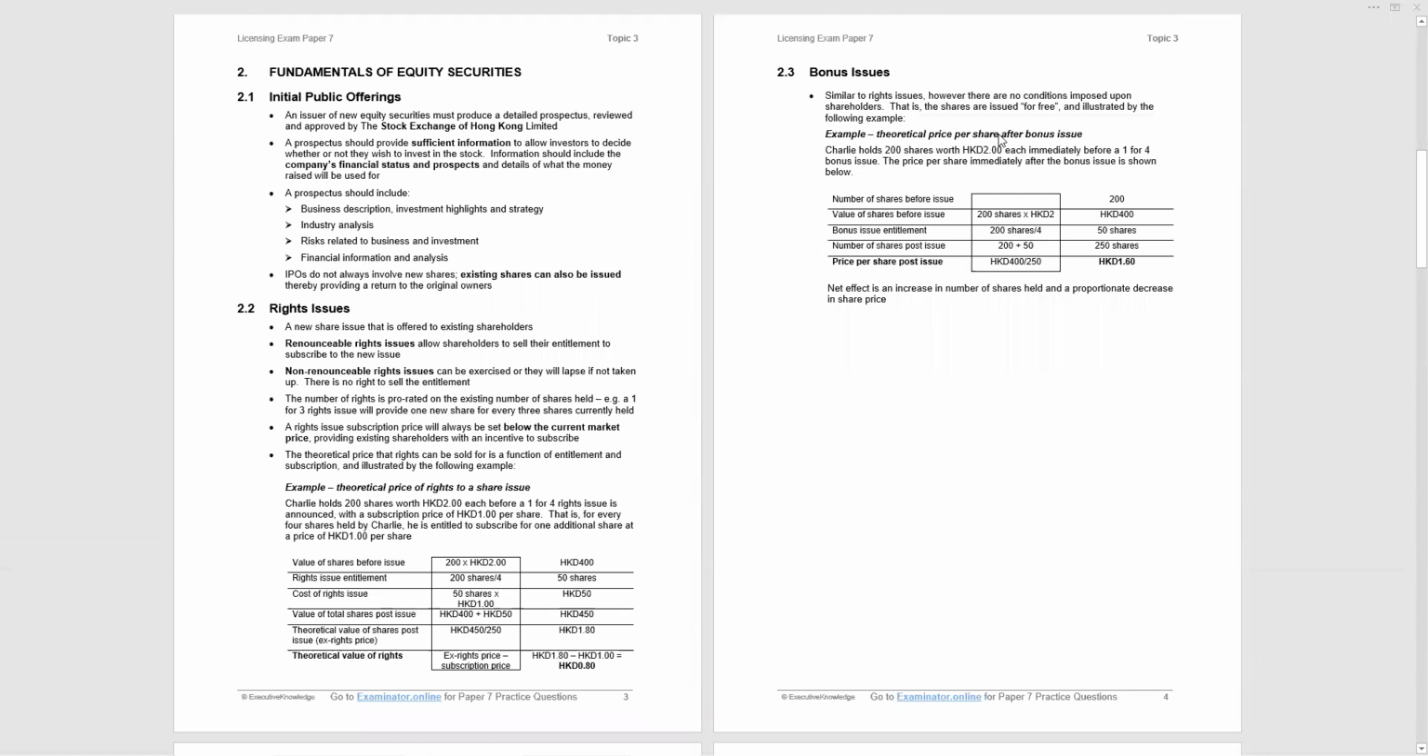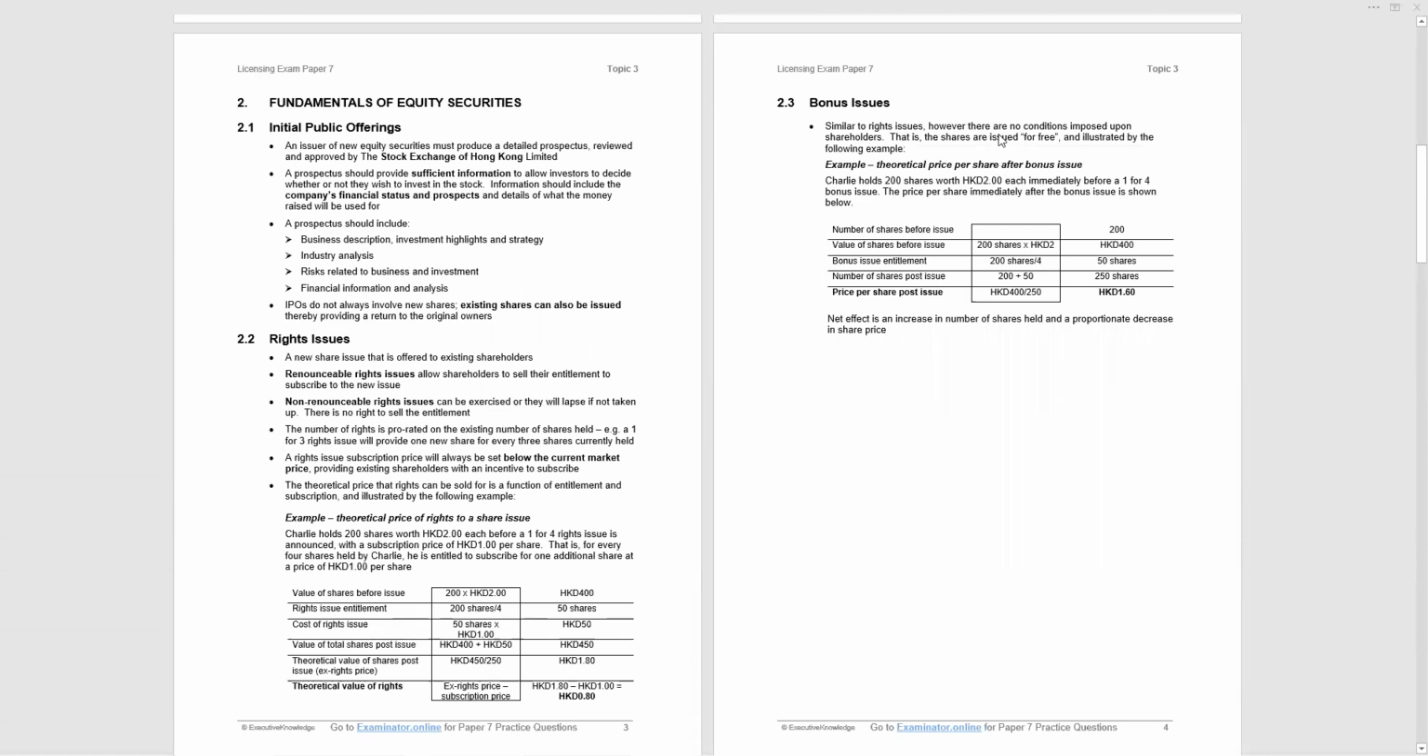Moving along, section 2, fundamentals of equity securities, IPOs. Well, I've already touched on this. This is where we go to the market to raise funds, known as the primary market.